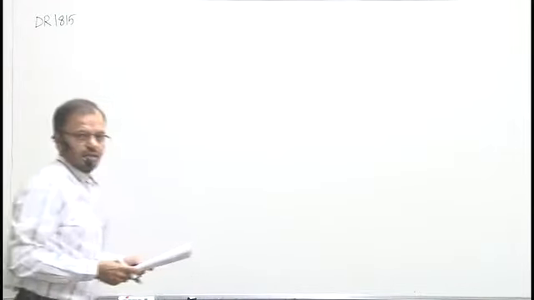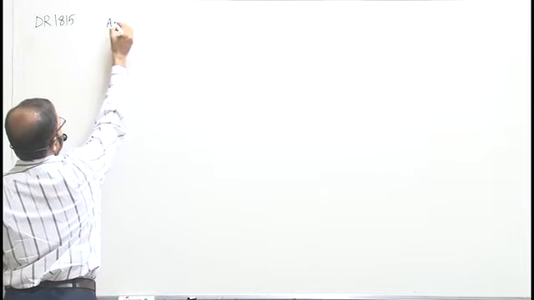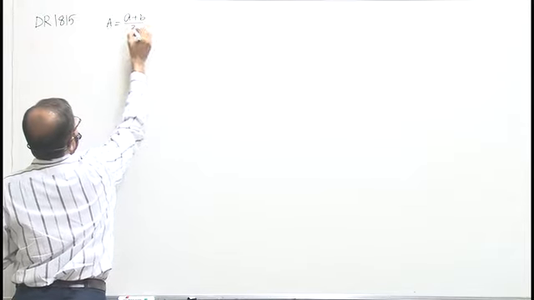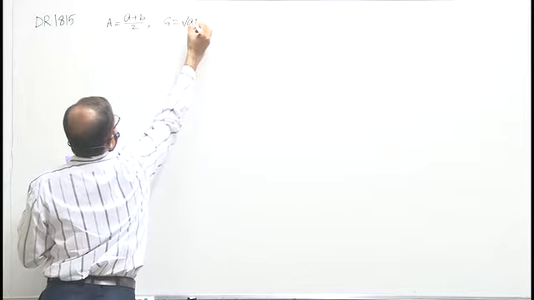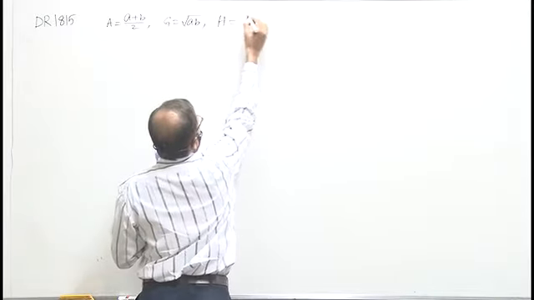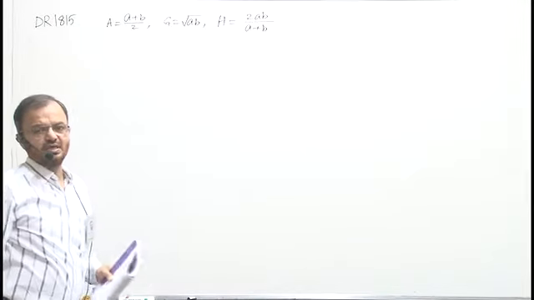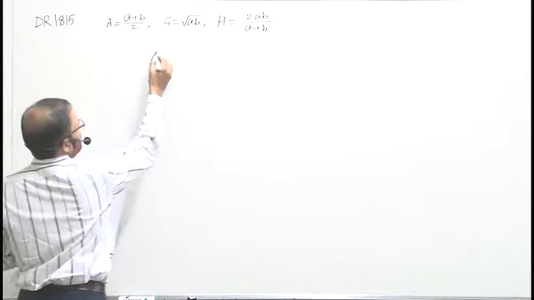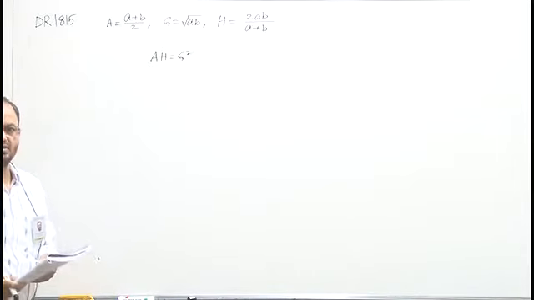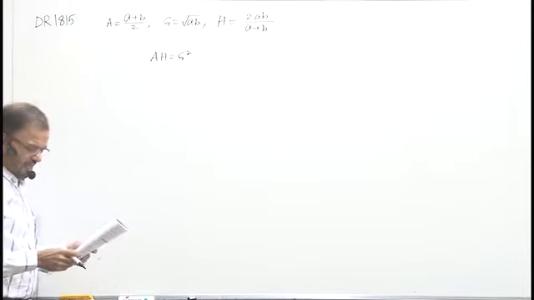DR1815। यहाँ पर हमें रिकॉल करना होगा अर्थमेटिक मीन। According to the standard notations, I can write A, arithmetic mean, is (A plus B) by 2, G, geometric mean, is root AB, and H, harmonic mean, is 2AB upon A plus B. Also we must have a relation among these. I know that AH is equal to G square. These are the formulae I will use here. यहाँ पर हमें find out करना होगा the two numbers A and B.